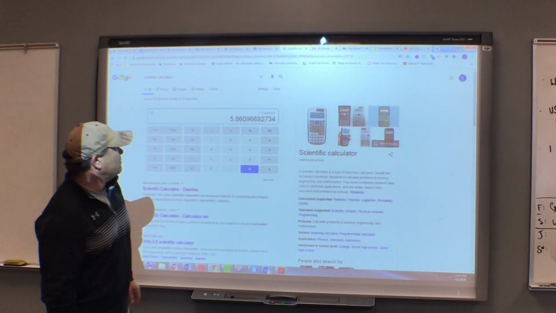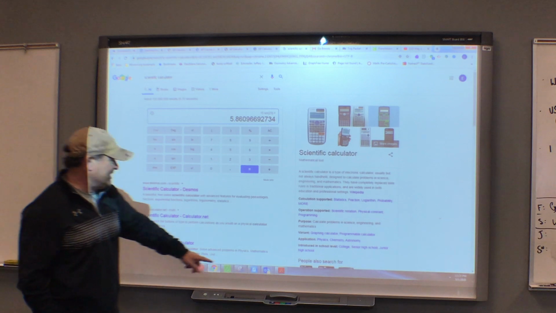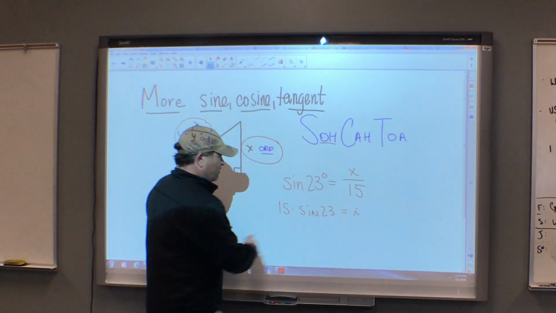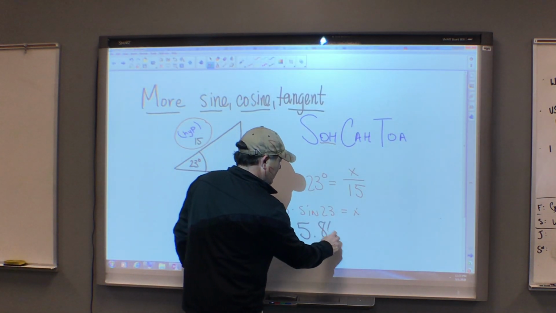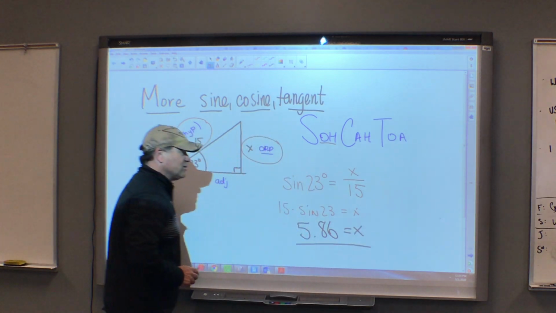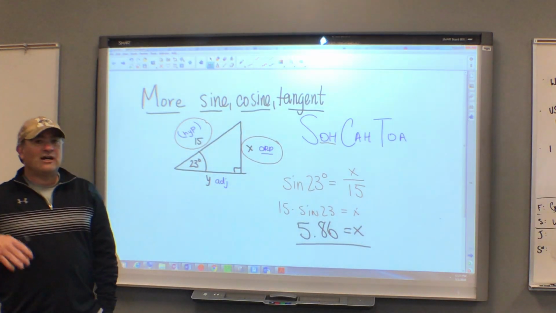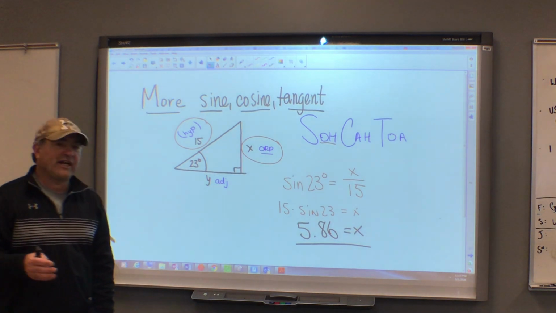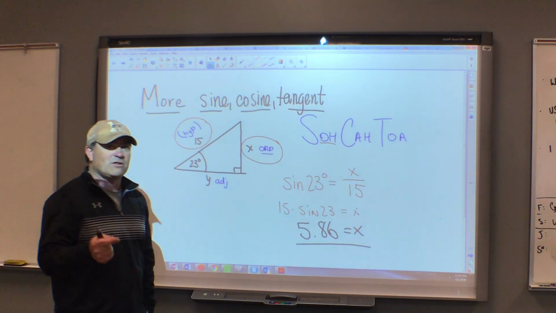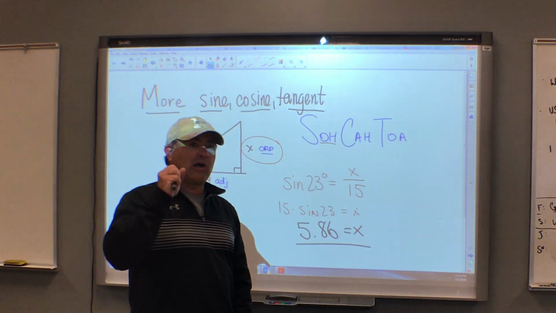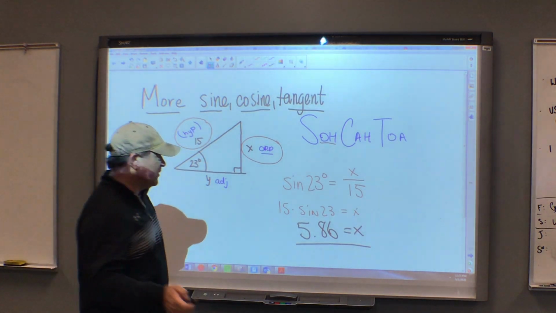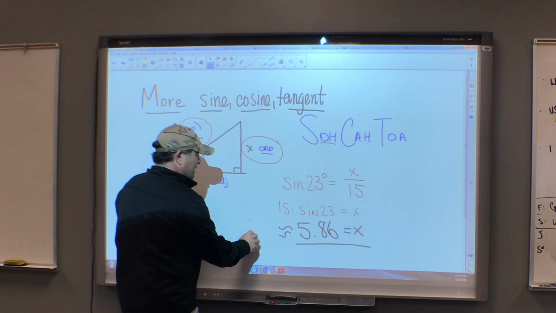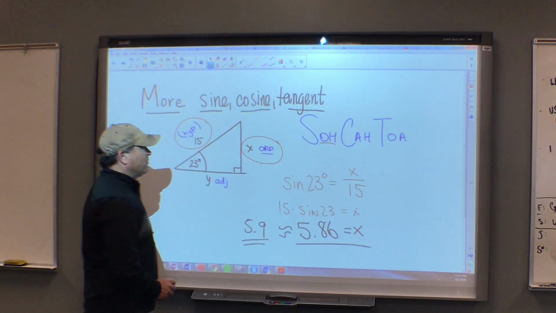So go ahead and hit equals, so 5.86, so my x value, 5.86 equals x. Okay, and I really don't care if you round it to the nearest tenth or whatever. I think actually most of the ones that I put on the assignment that's on Schoology are rounded to the nearest tenth. So if that was the case, we would come back and say that's about 5.9.